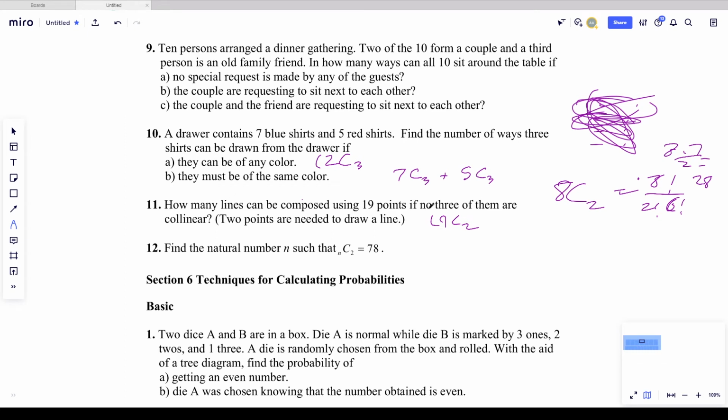So this is the idea. You're gonna pick 2 points and just make a line. You make combinations, so you use different points every time. So 19C2. Now I get why.